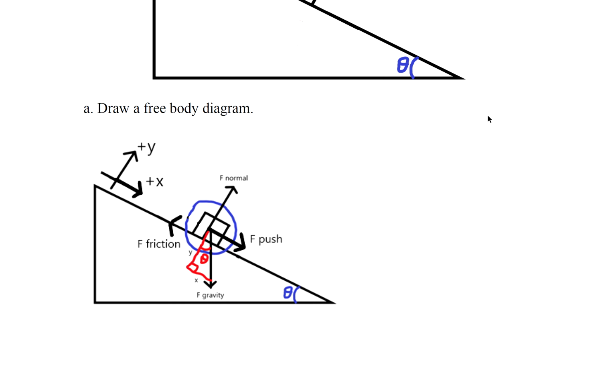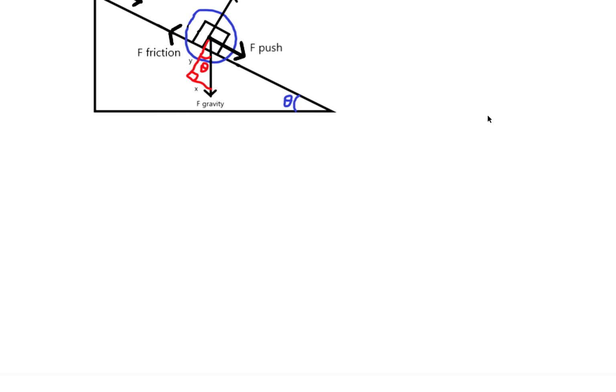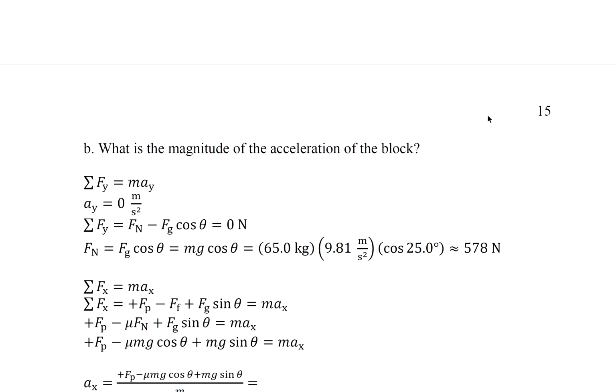Part A, draw a free body diagram. Circle the object, label the forces, put an x and y axis, use the equation F equals ma. Notice x is parallel to the incline, y is 90 degrees to the incline. Part B, what is the magnitude of the acceleration of the block?